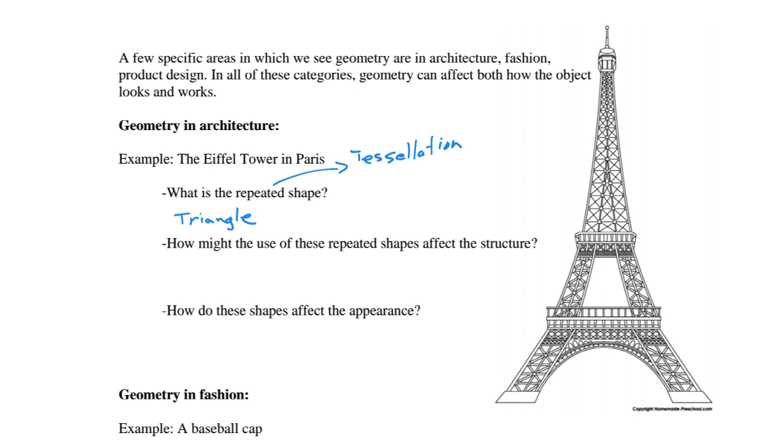So how might the use of these repeated shapes affect the structure? In this case, there's a lot less air resistance because there is a lot less material holding up the building. But at the same time, there's a lot more support and stability based on the fact that all of those triangles are interlocking and creating an upward force to keep the top of that building from falling down.